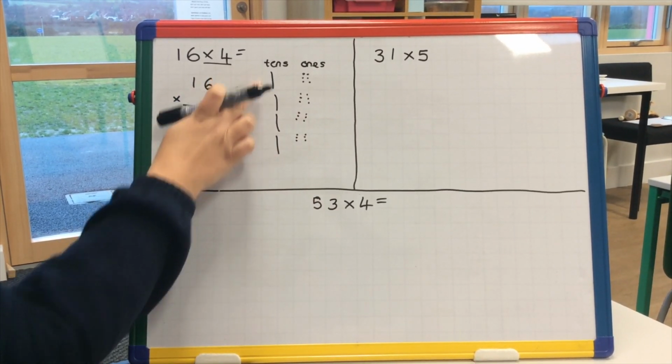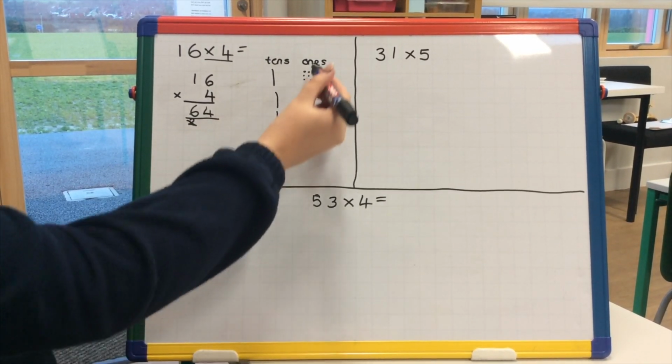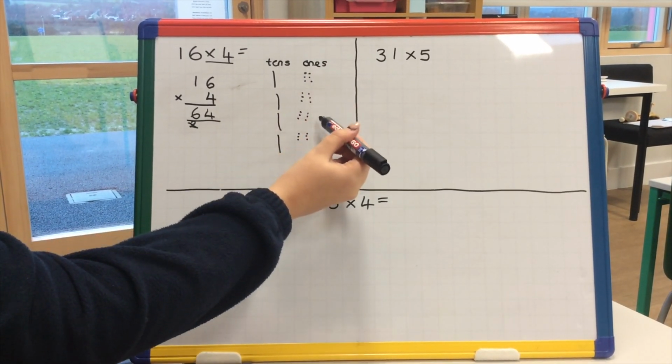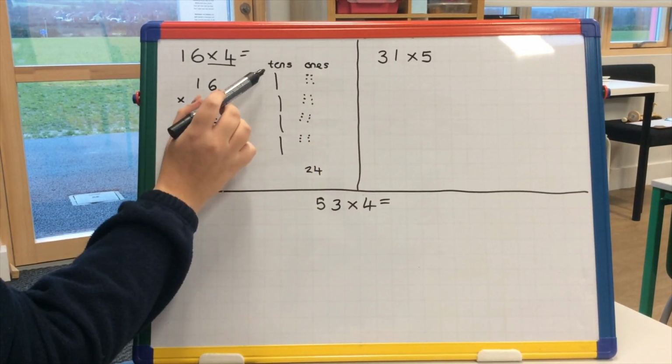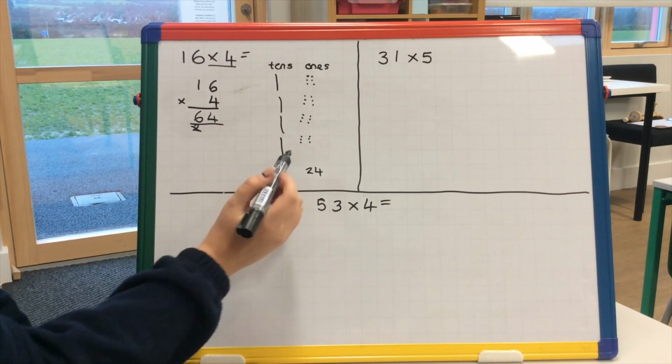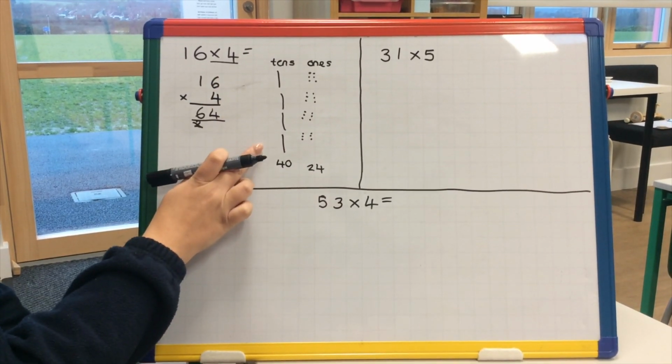Okay, so we've got 16 1 times, 2 times, 3 times, 4 times. We're going to start by adding our ones. So we've got 6, 12, 18, 24 ones. Okay, and we have 10, 20, 30, 40, 10s. Okay, or 4 10s.